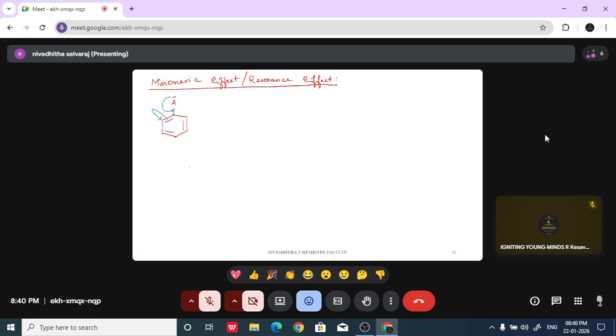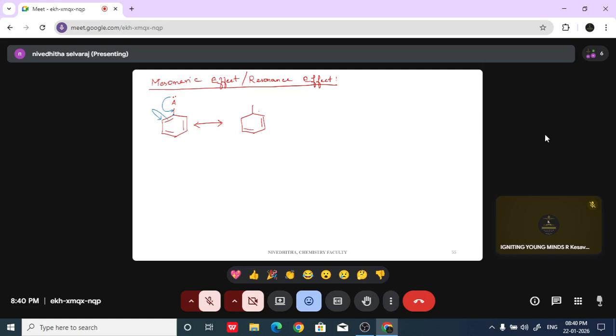Now I'm going to write the next resonating structure. Why is it called a resonating structure? Because I'm not changing the position of any atom. I'm just changing the position of the electron. Okay. So same six-membered ring, this bond and this bond will be undisturbed.